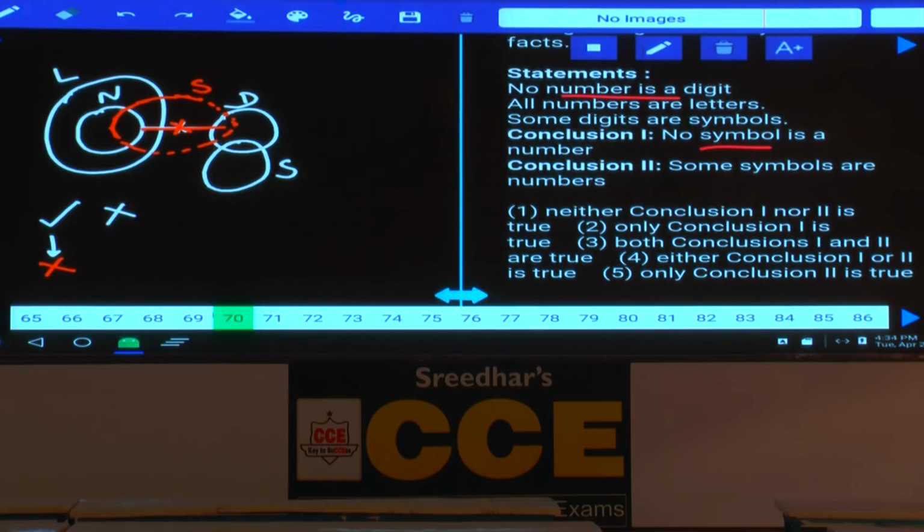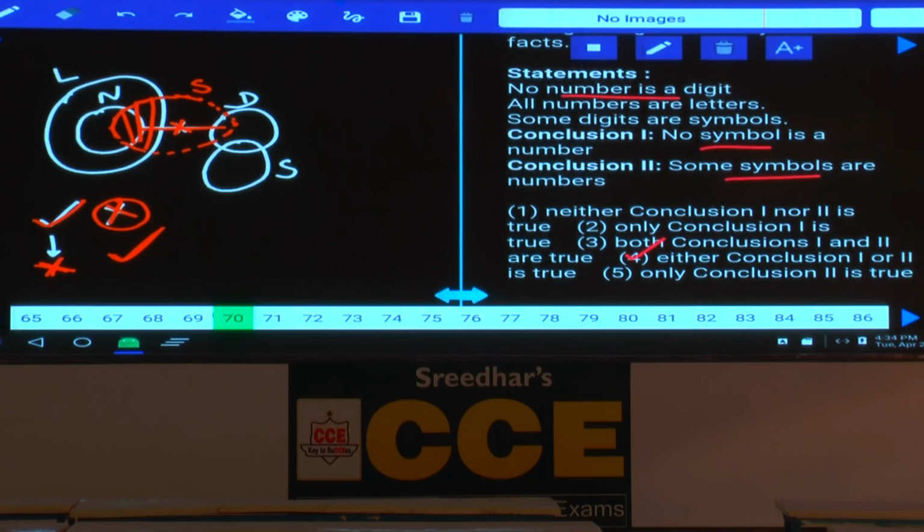After making the previous conclusion false, we need to check the affirmative conclusion which was false in the basic diagram. That is the second one. Some symbols are numbers. Tell me whether it is true or not. When the first one is true, the second will be false. When the first is false, the second will be true. Hence what is your answer? Either 1 or 2, that is choice 4. Question number 70, choice 4 is the answer.